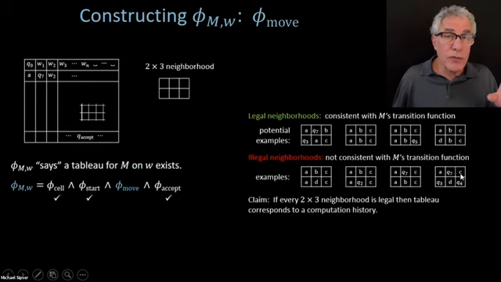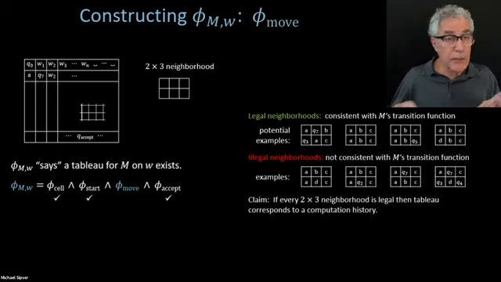Because if this was a 2x2 neighborhood, if you just look at this leftmost 2x2, that could be a legal neighborhood if the rules of the machine allowed for that. And the right 4 cells could also be a legal neighborhood. So you could have something that looks okay from the perspective of 2x2 neighborhoods, but globally, in terms of the overall tableau, is completely nonsensical because it has multiple heads.